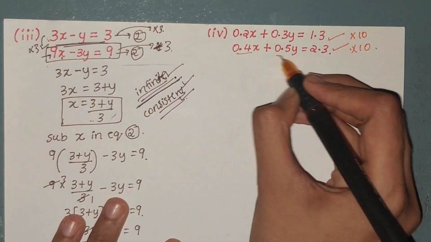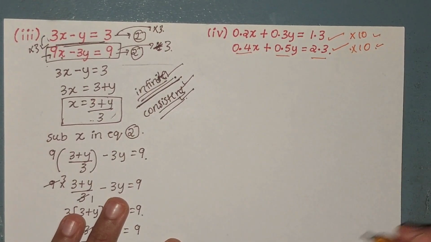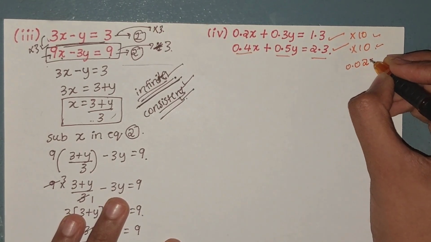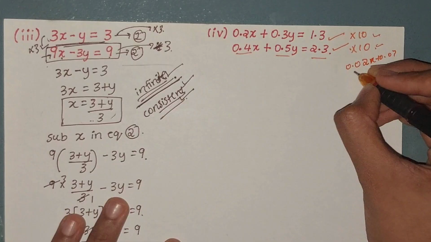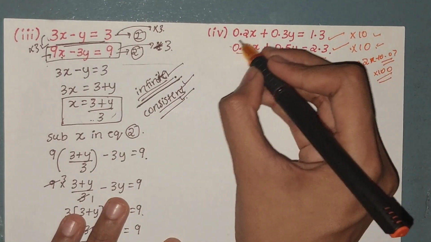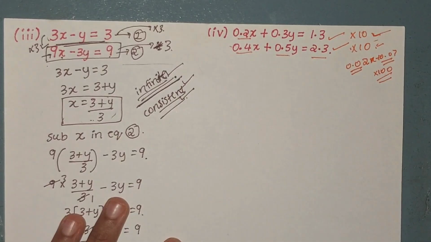Whenever you get decimal points, you just multiply with 10. If you get something like 0.02x plus 0.03, with two zeros, then you can multiply by 100. But here I have just one, so I'm going to multiply with 10. Okay, what will happen if I do it like this?